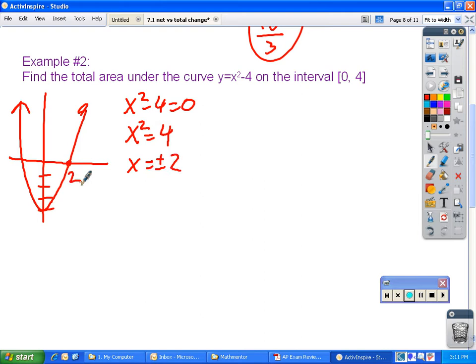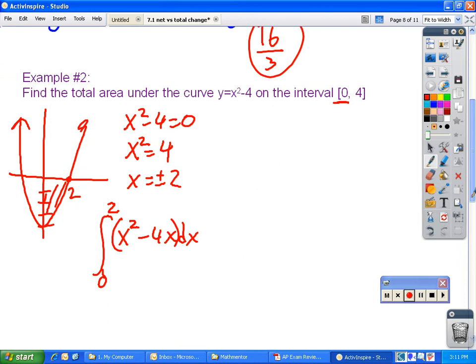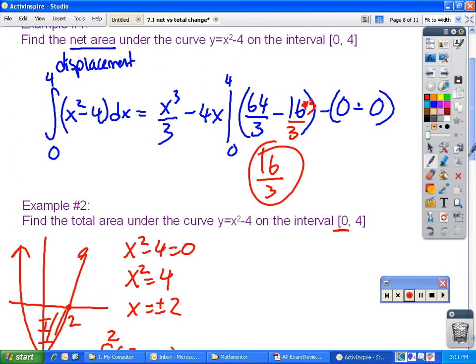So if we want to find the total area under the curve, I want to know the area from 0 to 2. And I'm starting at 0 because that's the beginning of my interval, not for any other reason. I'm going to do the integral from 0 to 2 of x squared minus 4 dx. And I would anticipate that number to be negative based on the fact that graphically it's below the x-axis. So let me come back. I'm going to look at my answer.